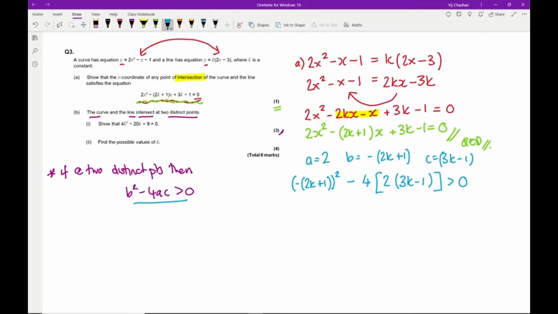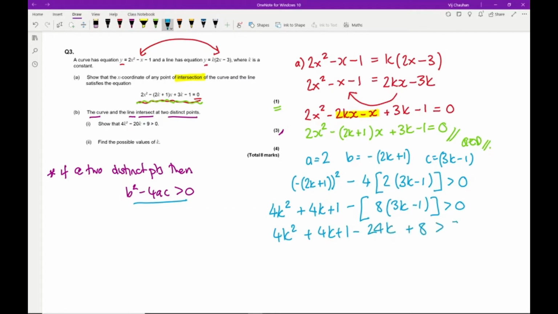Now in terms of this, again, because I've got a square, that negative is going to be cancelled. So here I've got 4k squared plus 4k plus 1 minus, and I'm going to put square brackets around here, 8(3k - 1), that's greater than 0, and again expanding all of it out, plus 1 minus, and I'm going to have 24k plus 8 is greater than 0, and then if I join all of this up, I get 4k squared minus 20k plus 9 is greater than 0, and again I've proved what they wanted me to do.